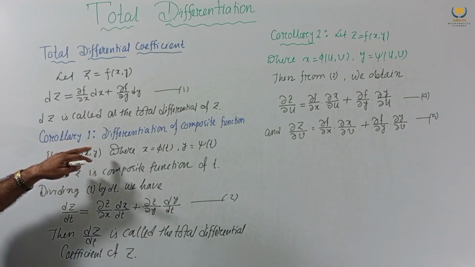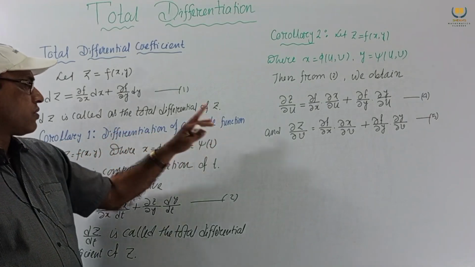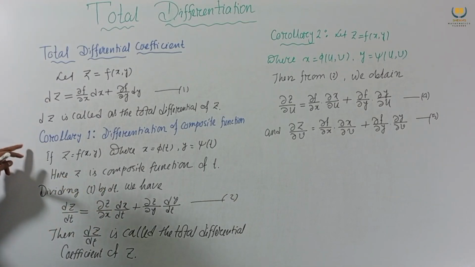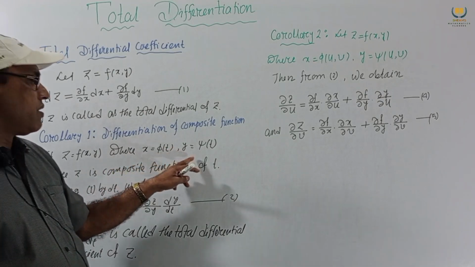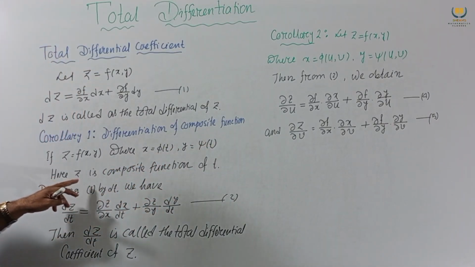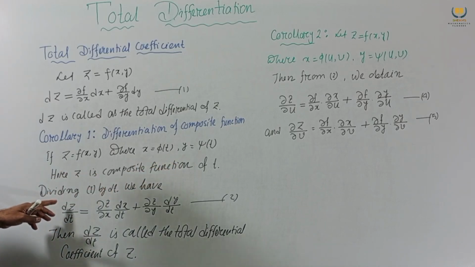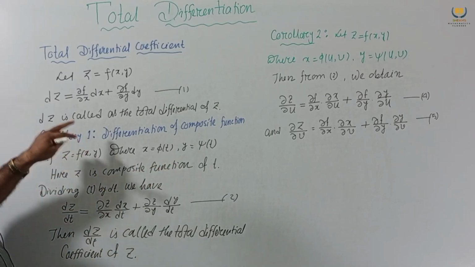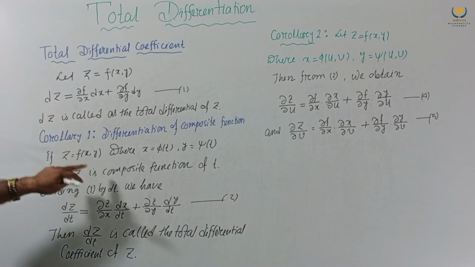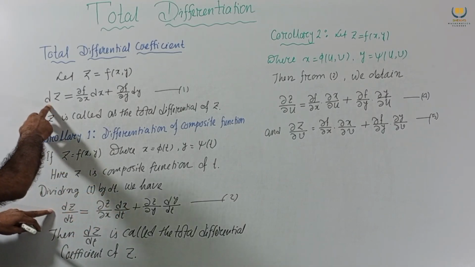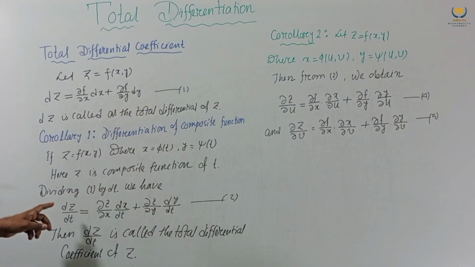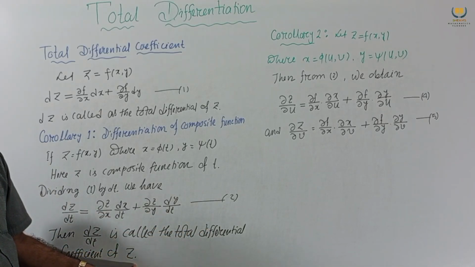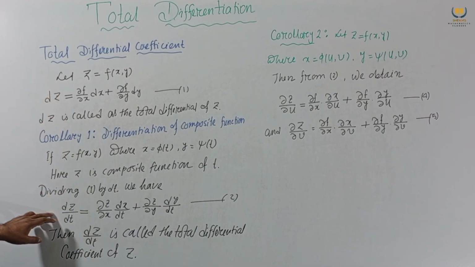Corollary 1, differentiation of a composite function. If z equals f of x, y, where x equals phi of t and y equals psi of t, here z is a composite function of t. Dividing equation 1 by dt, we have dz/dt, dx/dt and dy/dt. We get another formula. dz/dt is called the total differential coefficient of z.